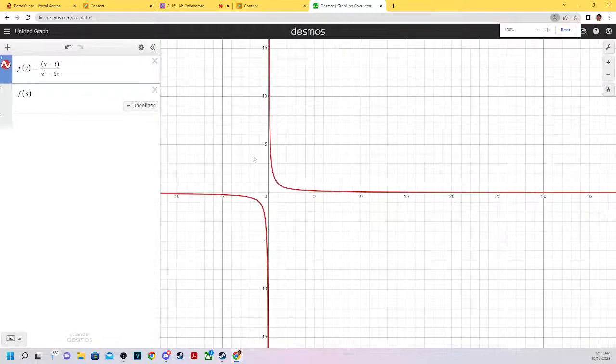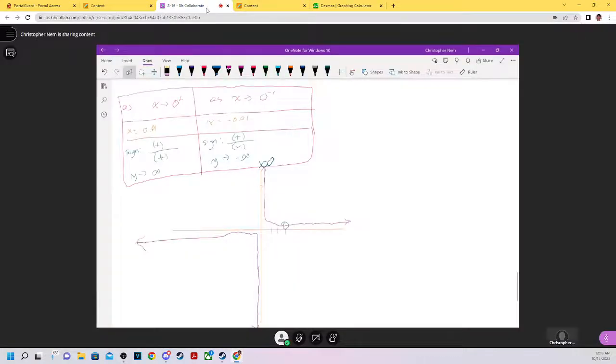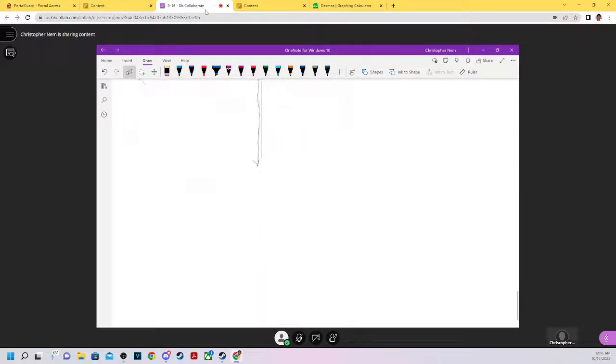Let me zoom this into 100 so I don't mess it up. Now, we talked about what happens if they have the same degree, and then I showed you an example where the degree of the denominator is bigger than the degree of the numerator, which means my horizontal asymptote will be y equals 0. Now, let's see what happens if the degree on the numerator is bigger than the degree on the denominator. So example 3.